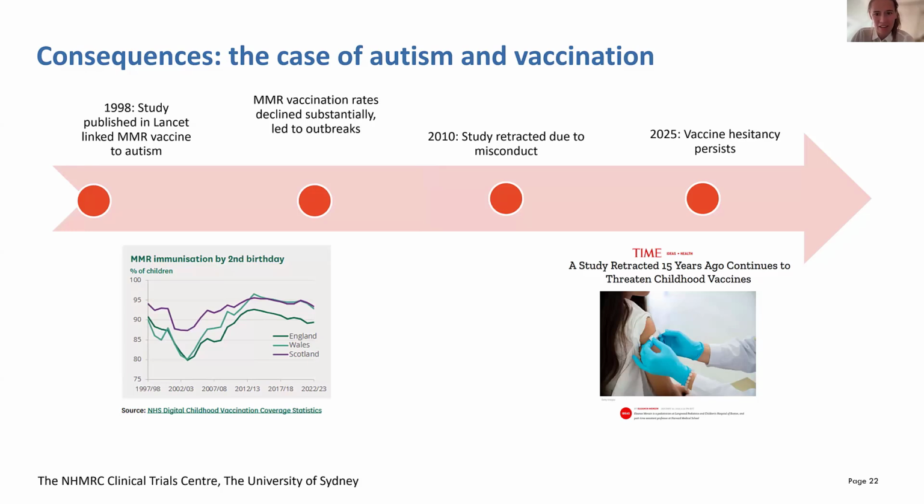And this is something that only became known over time and it took until 2010 for the study to be retracted due to misconduct. Now we're in 2025, 15 years later, but vaccine hesitancy persists, as we see from a lot of recent examples around the world. And there's been a striking survey conducted by the University of Pennsylvania that showed that 1 in 4 adults in the US still believe that the MMR vaccine causes autism. So this is a major problem and even infiltrating politicians around the world.